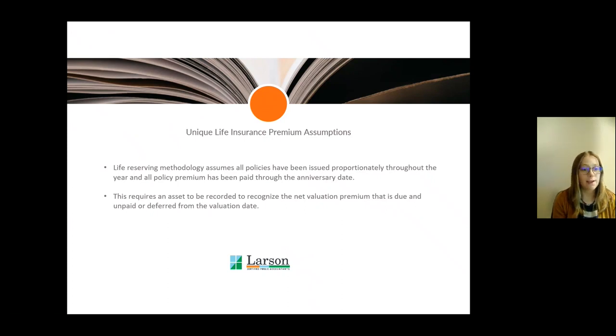Next assumption is this requires an asset to be recorded to recognize the net valuation premium that is due and unpaid and deferred from the valuation date. So the valuation date, another term we use is reporting date, which is usually the end of the year, so 12/31. So we assume it's been paid for the whole year, but if it starts at July, at the reporting date in December, there needs to be an asset recorded for that second half of the year, since we assume the whole thing has been paid. This simplifies the reserving methods for life insurance, and then it matches those reserves with the premiums.